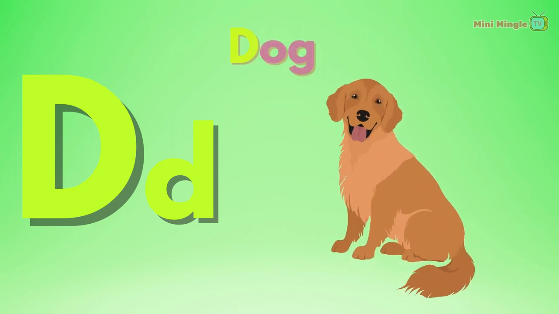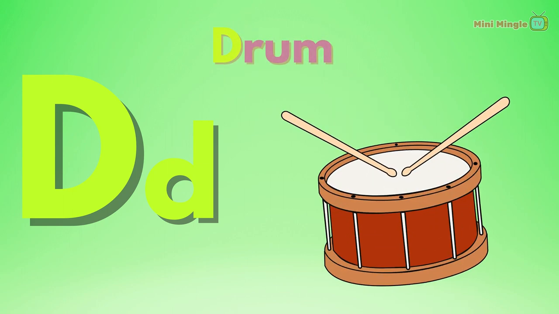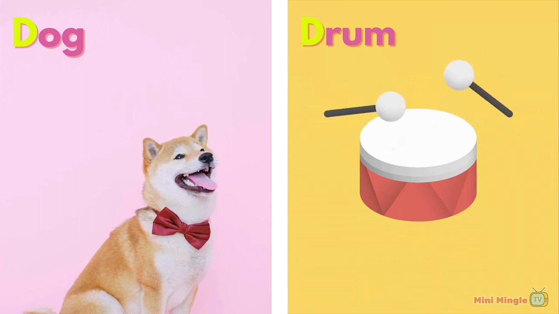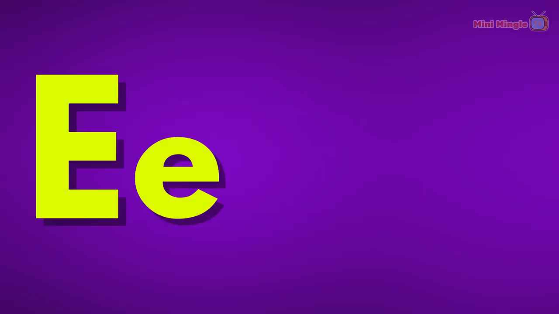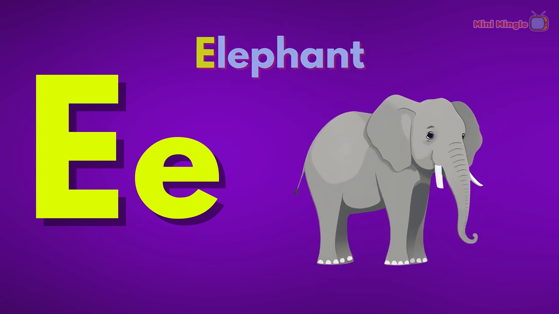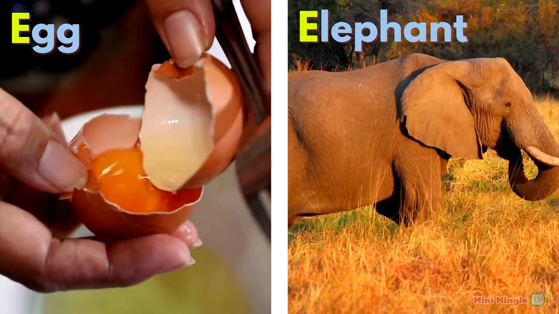D for dog. D for drum. Dog and drum. E for egg. E for elephant. Egg and elephant.